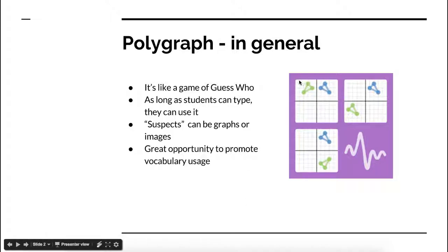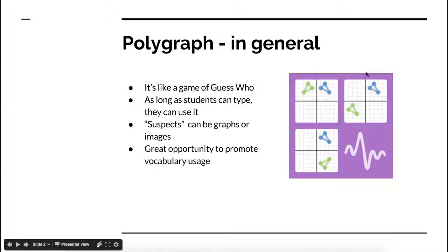Students would see these graphs showing different images of whatever you would like them to be, essentially. And as long as a student can type, they can use it because they're going to be asking one another yes or no questions. They're randomly paired up with other students in the classroom, and it's a really great class activity to promote vocabulary usage.